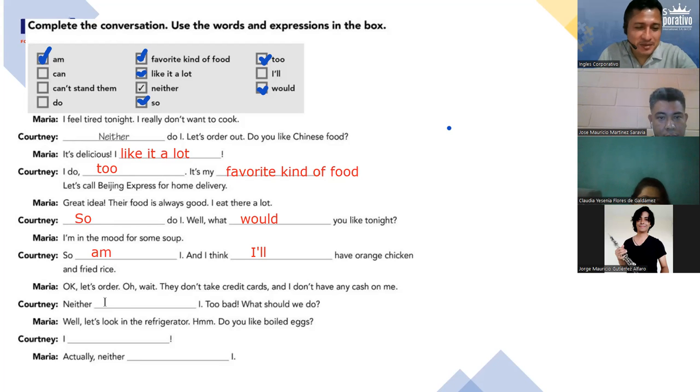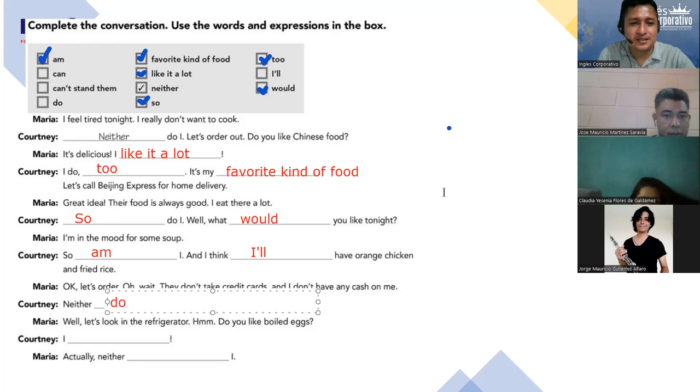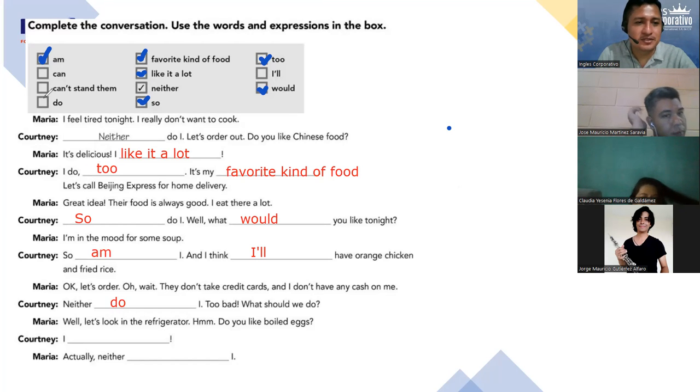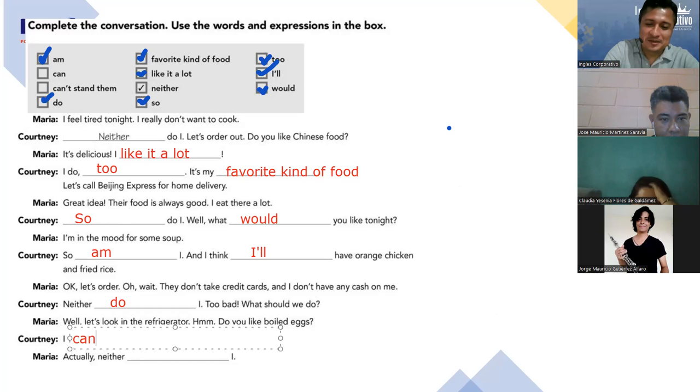Oh, I'm sorry. Give me a minute. Neither do I. Okay, so we have this one here and also I. Okay, so we're just missing these two. Too bad. What should we do? Well, let's look in the refrigerator. Do you like boiled eggs? I can't stand them. Okay.